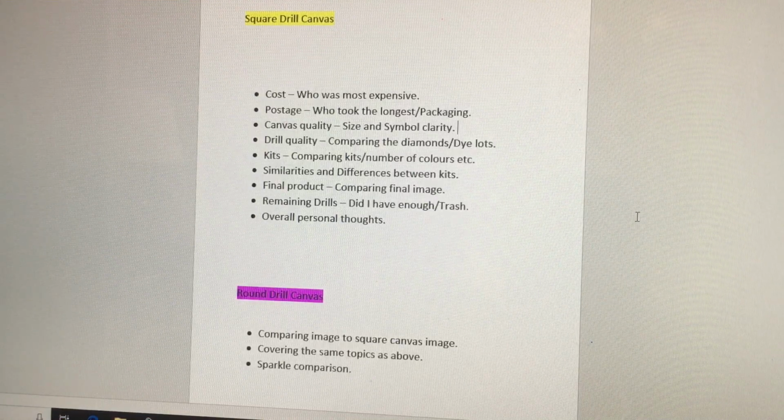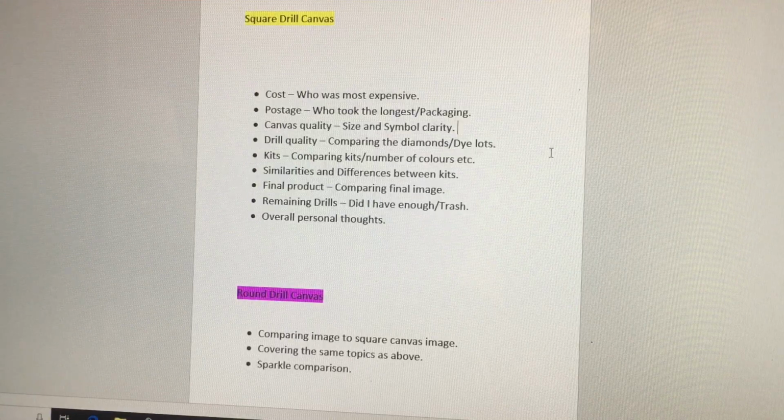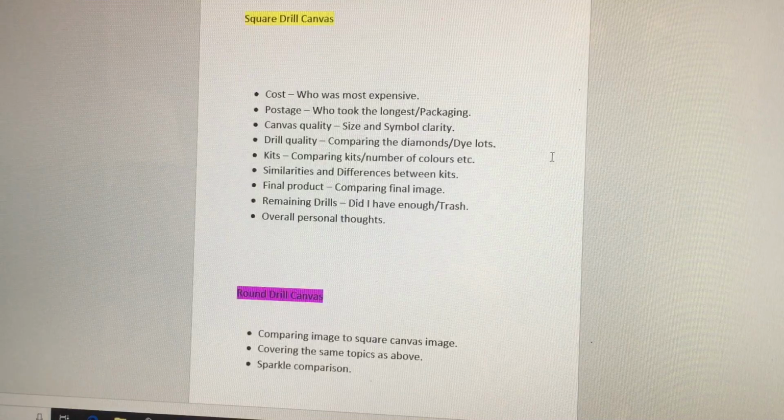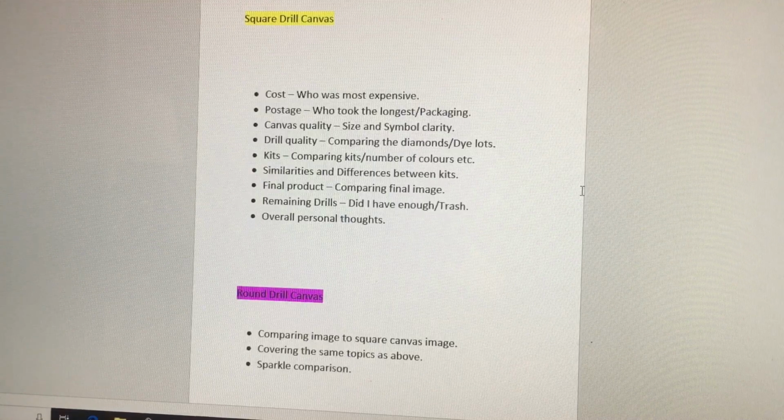So some of the things I'll go over, so this is the square drill canvases, is cost, who was most expensive. I've kind of gone through that, but I'll definitely go back over it for those that might just be watching the other video for the first time. So cost, who was most expensive, postage, who took the longest. What was the packaging like? How did it fare? That kind of thing.